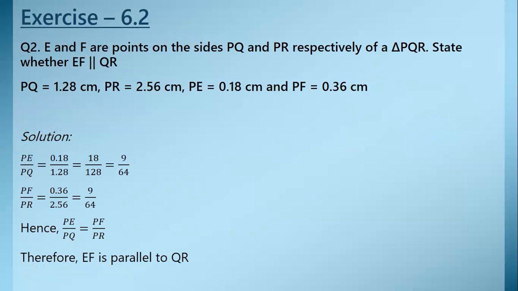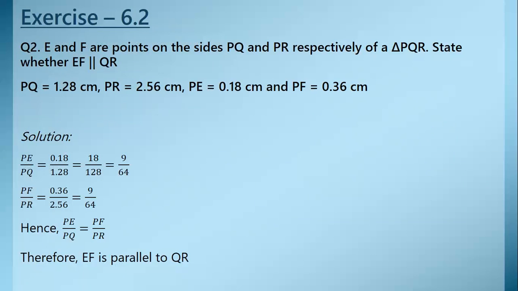Okay, now let's move on to the second question. E and F are points on the sides PQ and PR respectively of a triangle PQR. State if EF is parallel to QR. So this is the converse type. Okay, so they have given the values. PQ is 1.28, PR is 2.56, PE is 0.18 and PF is 0.36. We have to check if it is parallel.